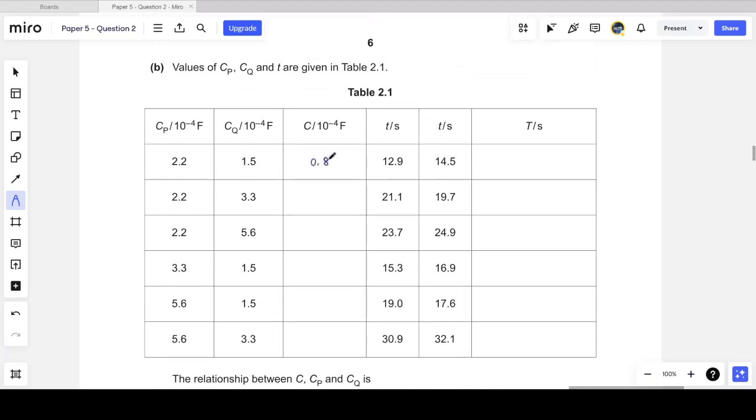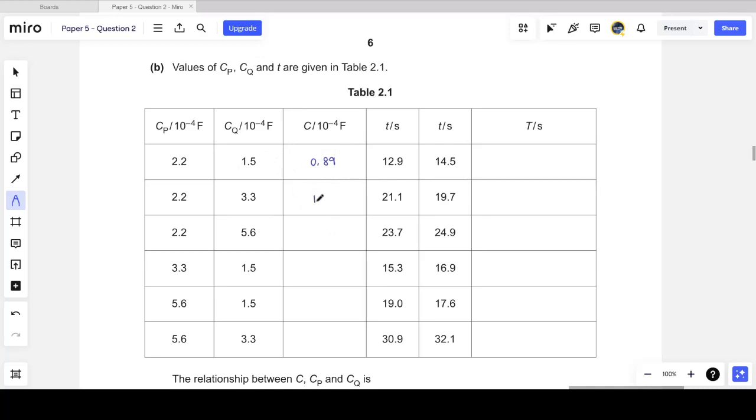So if I do that for the first two values, 2.2 times 1.5 all multiplied by 10 to the minus 4, divided by 2.2 plus 1.5 all times 10 to the minus 4, I get 0.89 times 10 to the minus 4. Be very wary of the power of 10. And so I've kept that to two significant figures since I've used two significant figures in the calculation.